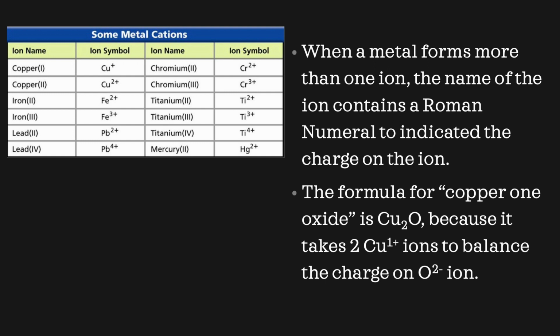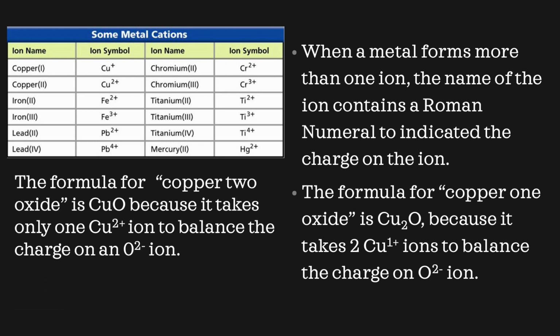The formula for copper(I) oxide is Cu2O because it takes two copper(I) plus charge ions to balance out the charge on an oxygen 2- ion. The formula for copper(II) oxide is CuO because it takes only one copper(II) 2+ ion to balance out the -2 charge of an oxygen ion.